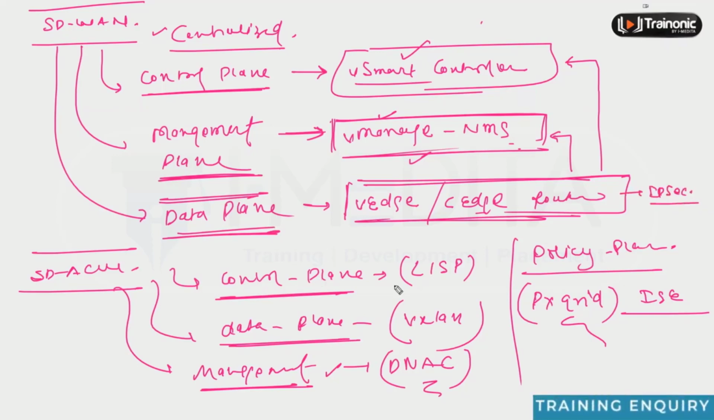In SDA, the control plane is based on LISP, Locator Identity Separation Protocol. The data plane is based on VXLAN, and the management plane is based on this hardware platform called DNAC. Okay, so this is the difference between the traditional network and the software-defined network in terms of architecture.